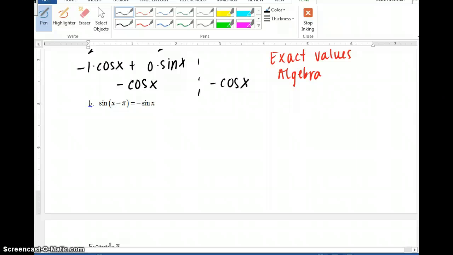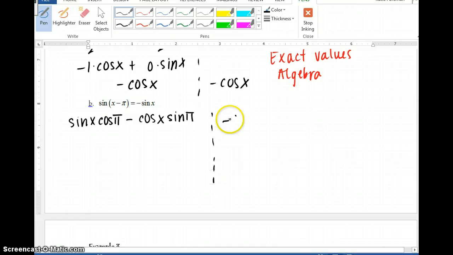For B, working on the left hand side again, sine of the first angle measure times the cosine of the second angle measure. Keep the operation the same. Cosine of the first times the sine of the second. And we're proving it's equal to negative sine x. Cosine of pi is negative 1.